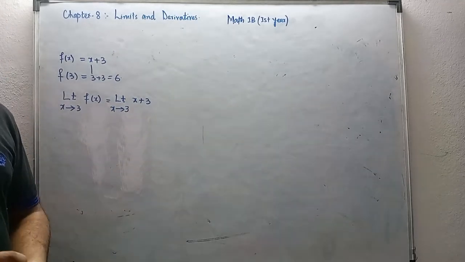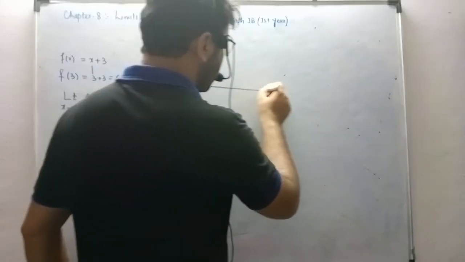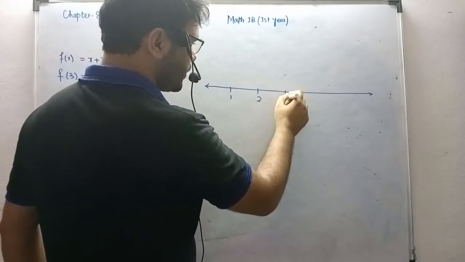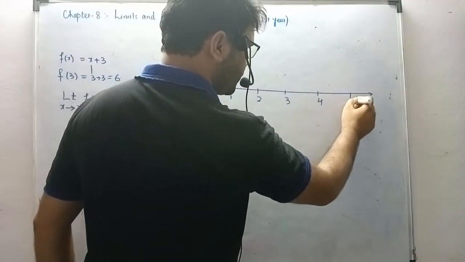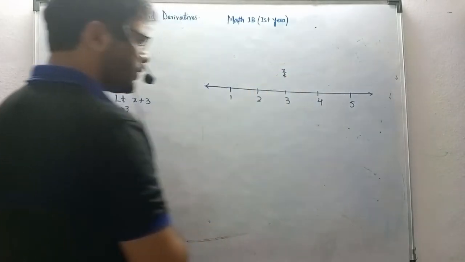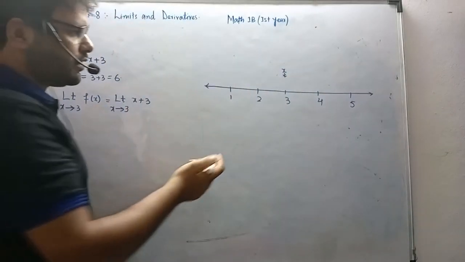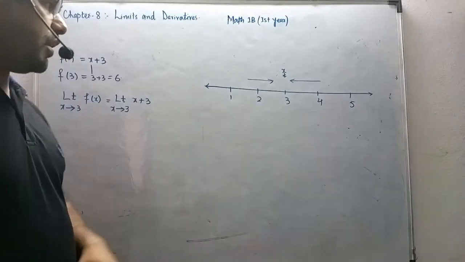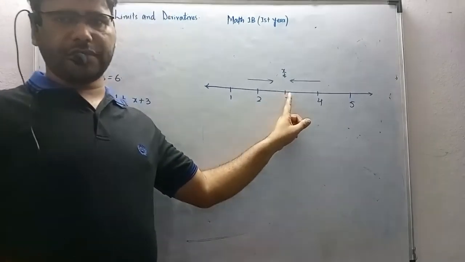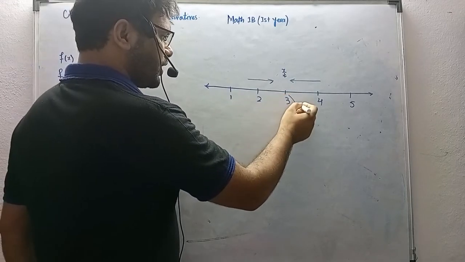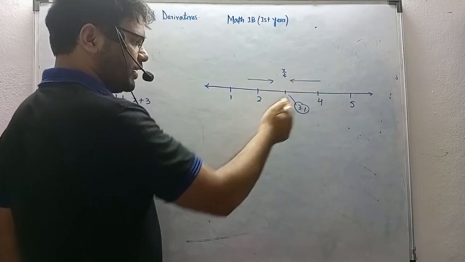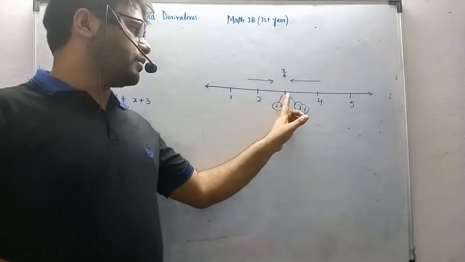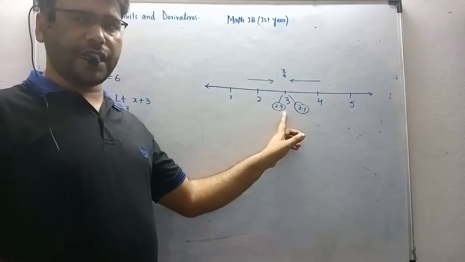Once again we will take the help of the number line. Let this be the number line, and here I am writing 1, 2, and here 3, and here 4, here 5. We know x is approaching 3, and there is a left side and a right side. You can approach from the left side or from the right side. In the neighborhood of 3, I can take 3.1, that is on the right side, and here 2.9, that's on the left side. These are the closer values of 3.